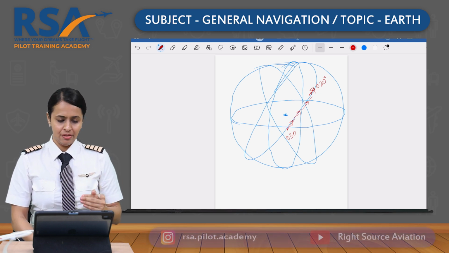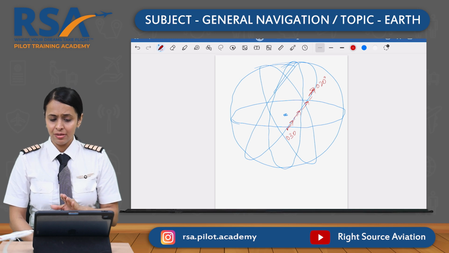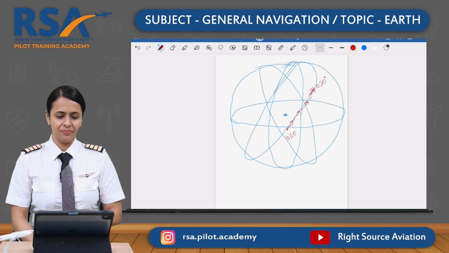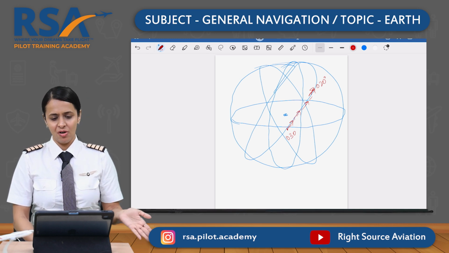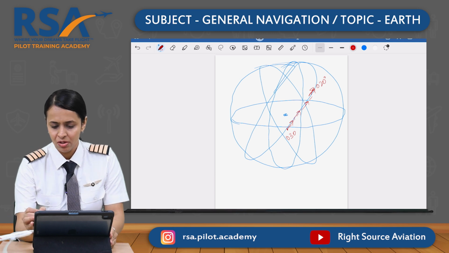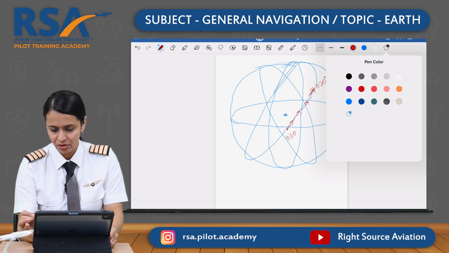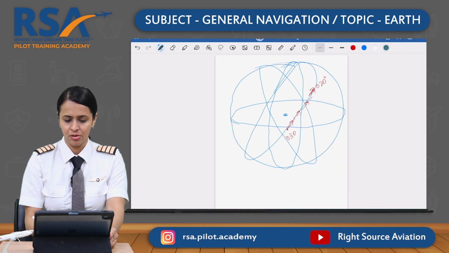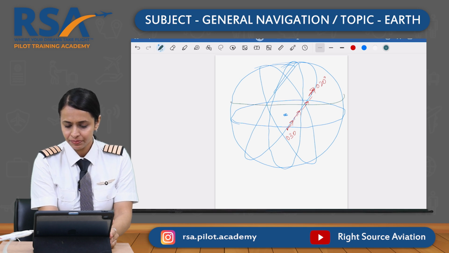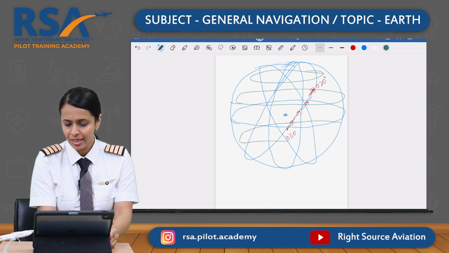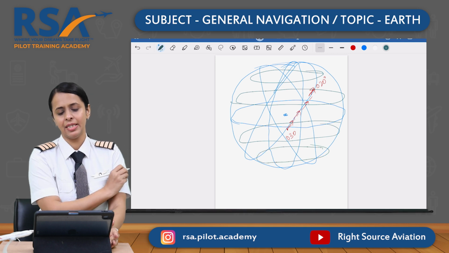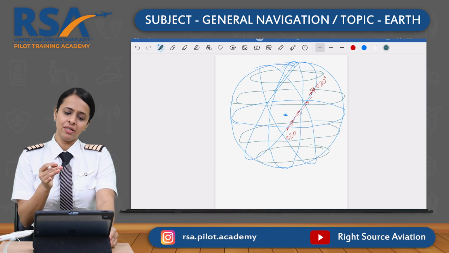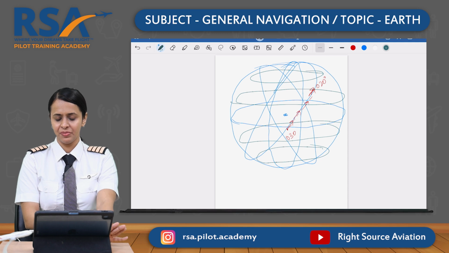Let's look at small circle. Now small circle is exactly opposite of great circle. Any circle that is not a great circle is a small circle. So let's draw some more lines over here and see what are your small circles. So these lines, which are the other parallels of latitude, do not have the same center as the earth. So these parallels of latitude now become your small circles.